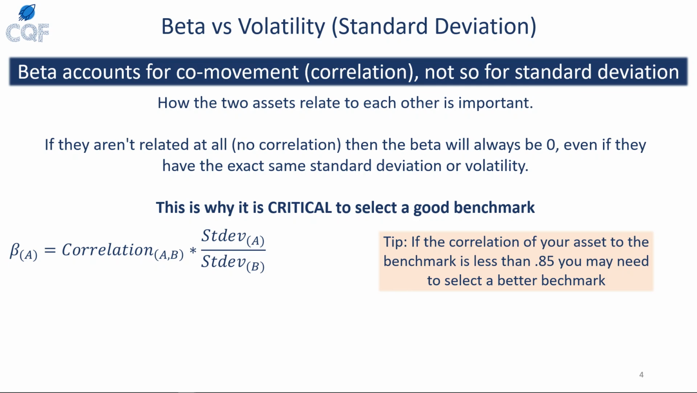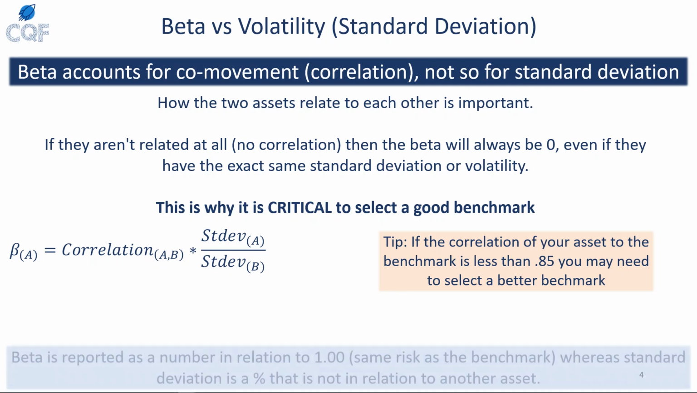If the correlation is less than 0.85, you maybe try to select a better benchmark. That's just a rough number. You could probably get away with 0.8 as well, but generally what people look at would be the R squared, which is the correlation squared. If that's less than 0.7, then that's generally a bad sign that your benchmark is not really reflective of what you're trying to accomplish.